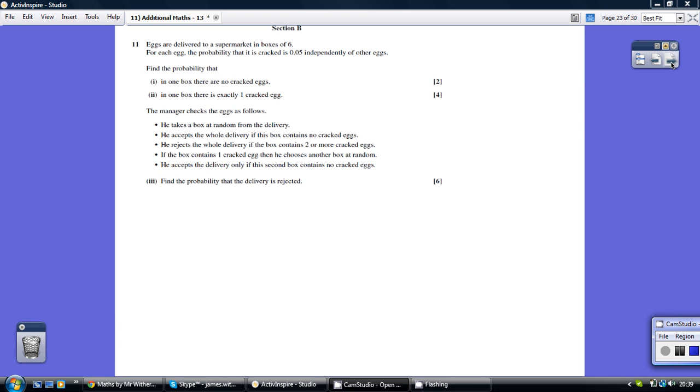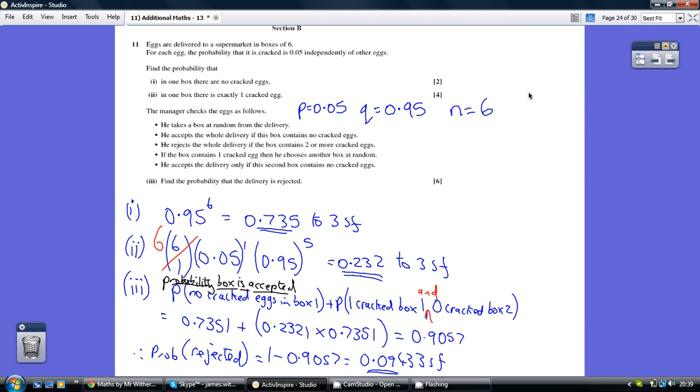Question 11. So, a good question this. Basically, the probability of cracking an egg is 0.05. So, the probability of not cracking an egg is the rest, so that's 0.95. And n on this occasion is 6.